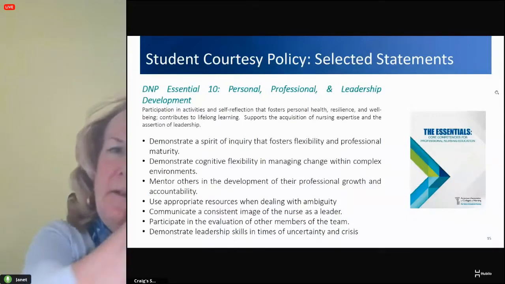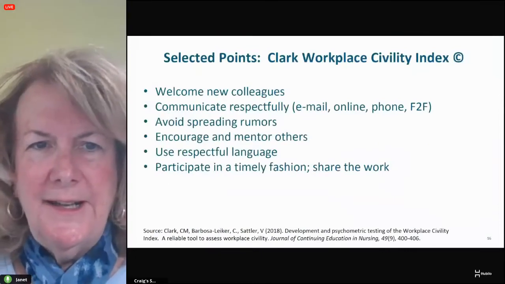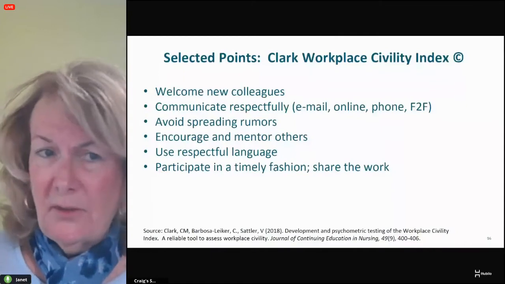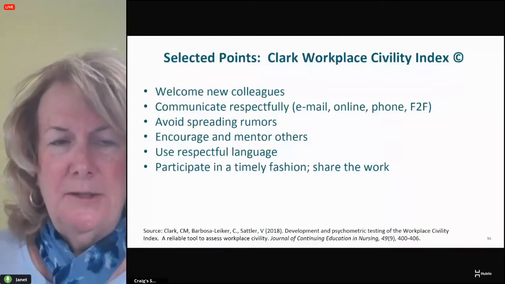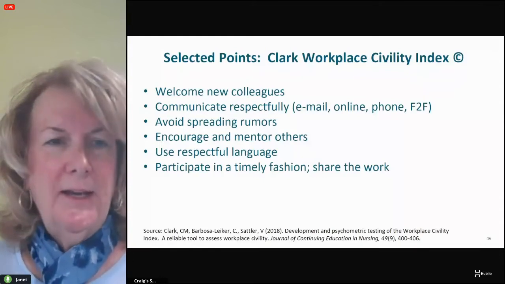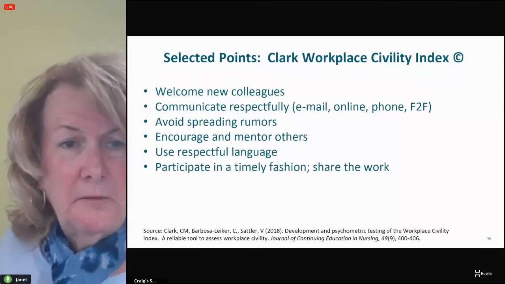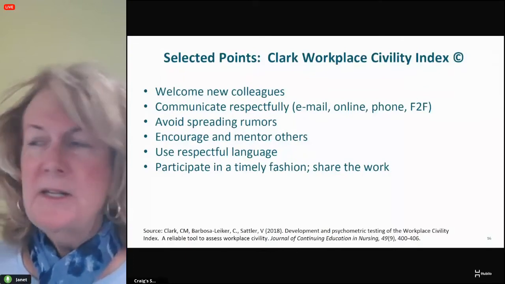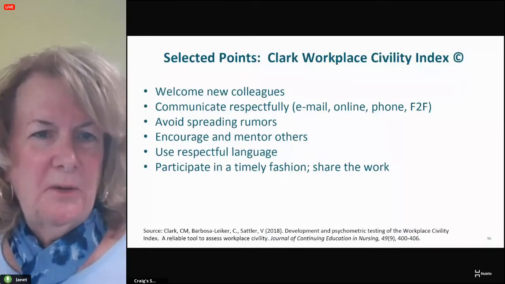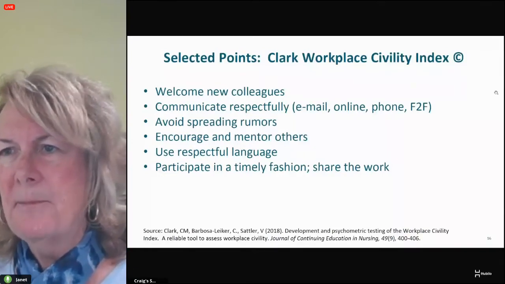This is just selected points from the Clark Workplace Civility Index, and it's somewhat of an overlap of the other previous things that I've mentioned. So they're getting the message loudly and clearly that I'm expecting them to conduct themselves like a future nurse leader. If you're not familiar with this index, I've cited a great source here where you can go to read a full article. Next slide, please.